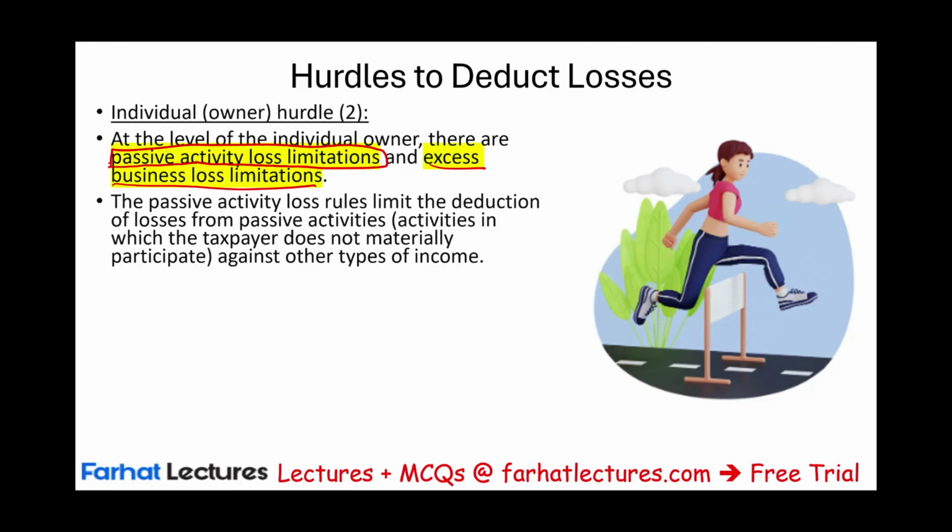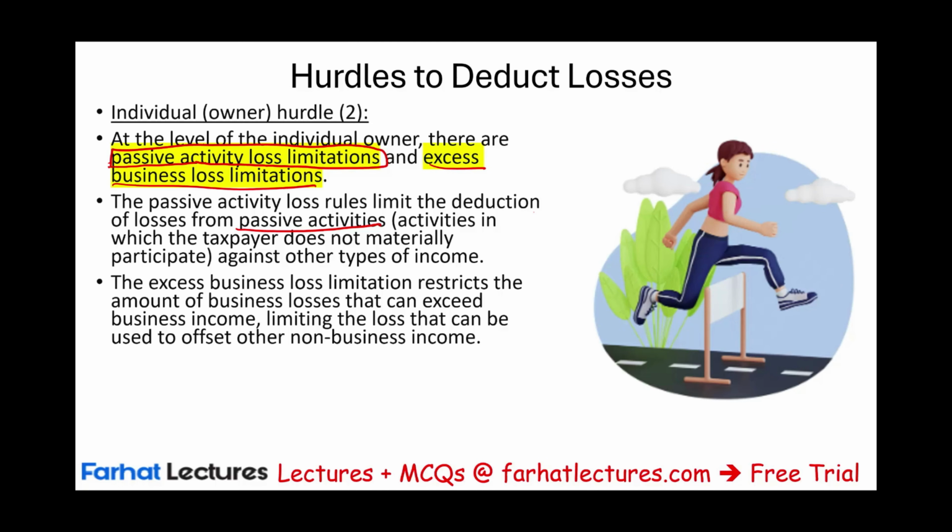So the passive activity loss rules limit the deduction of losses from passive activities. What are passive activities? Activities in which the taxpayer does not actively or materially participate. In other words, if you are not running the company, if you are not actively participating, then you can only deduct those losses against other passive income. Well, if you don't have passive income, then you cannot use those passive losses, at least for now.